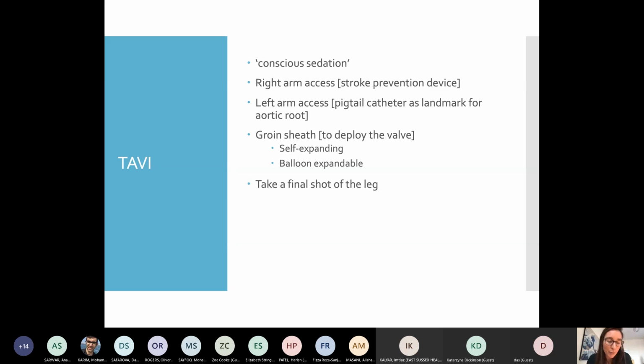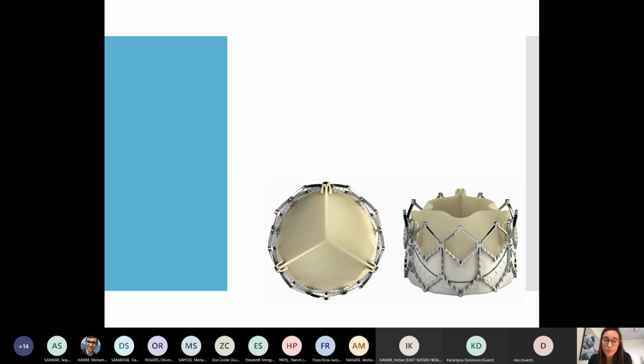And then we take a final shot of the leg. So this is where you've put your big tube into the femoral artery, you inject some dye and check you haven't caused any problems with the arteries in the leg. And then patients go to CCU afterwards. And in Brighton, where I've come from, where they're doing a lot of these procedures, patients are going home 24 to 48 hours later if the whole thing was straightforward.